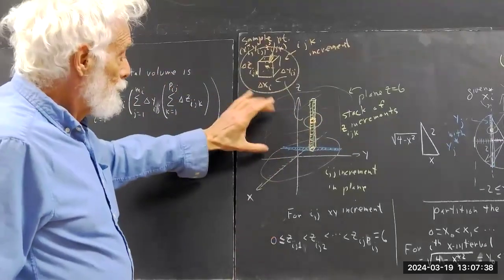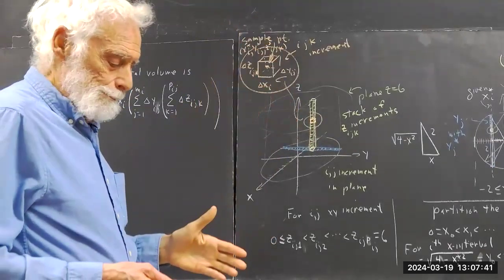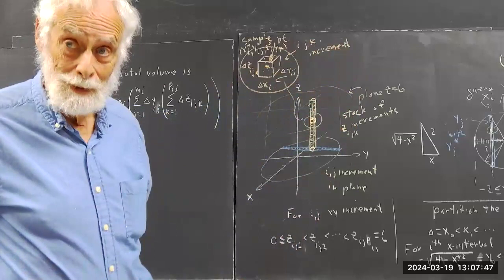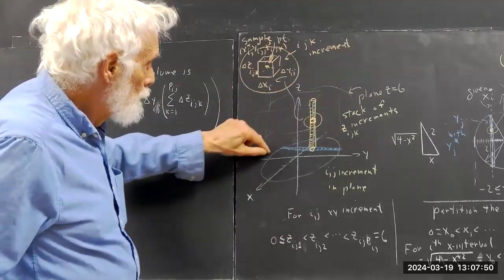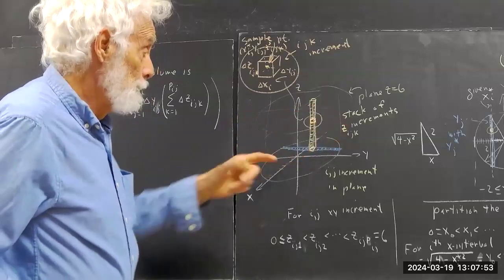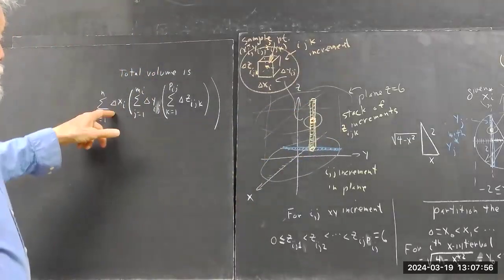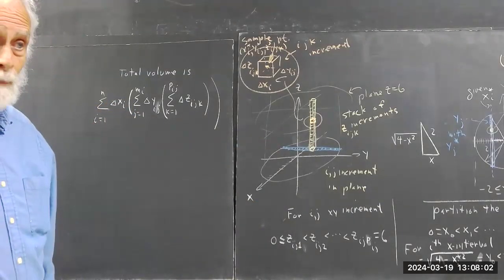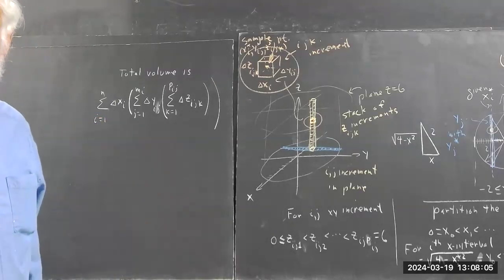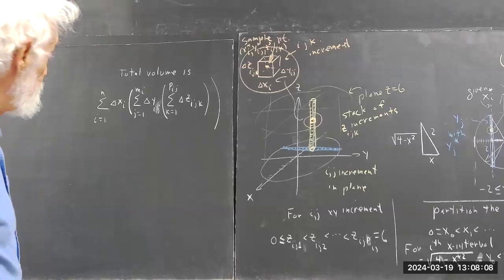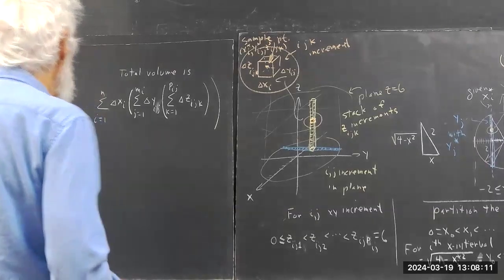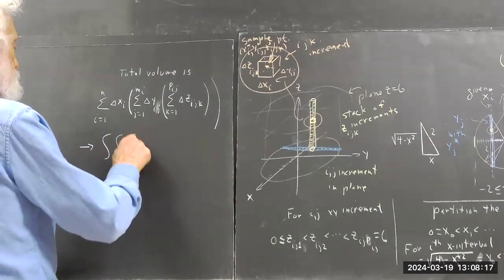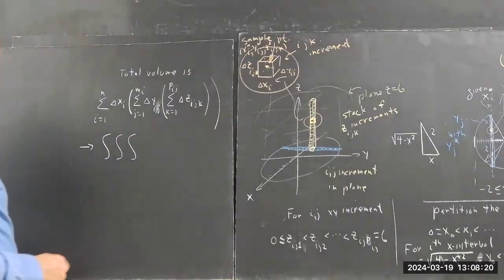Okay? So now we've got this kind of wall built out of these little blocks. Okay? And it gives me the total volume within this strip. And I multiply that by the width of the strip. Well, when I multiply that by the width of the strip, I get the volume of the strip. And then I add up all those. Okay? This approaches the triple integral.